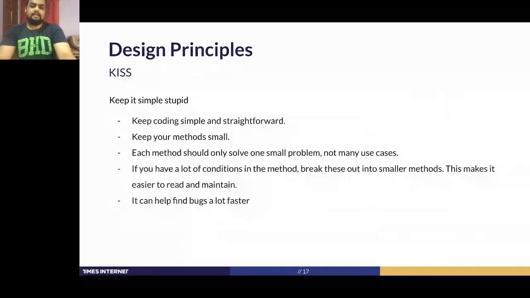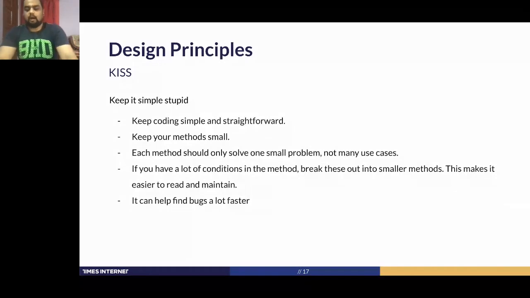Another principle, KISS. This is basically keep it simple, stupid, as the abbreviation suggests. What this suggests is to keep the coding simple and straightforward. Keep your methods small. Every method should only solve one small problem, not many use cases. So whenever we define a method, we should be very attentive that this method is doing a particular thing, not more than one thing. If you have a lot of conditions in the method, break them into smaller methods or delegate. It can help find bugs a lot faster.